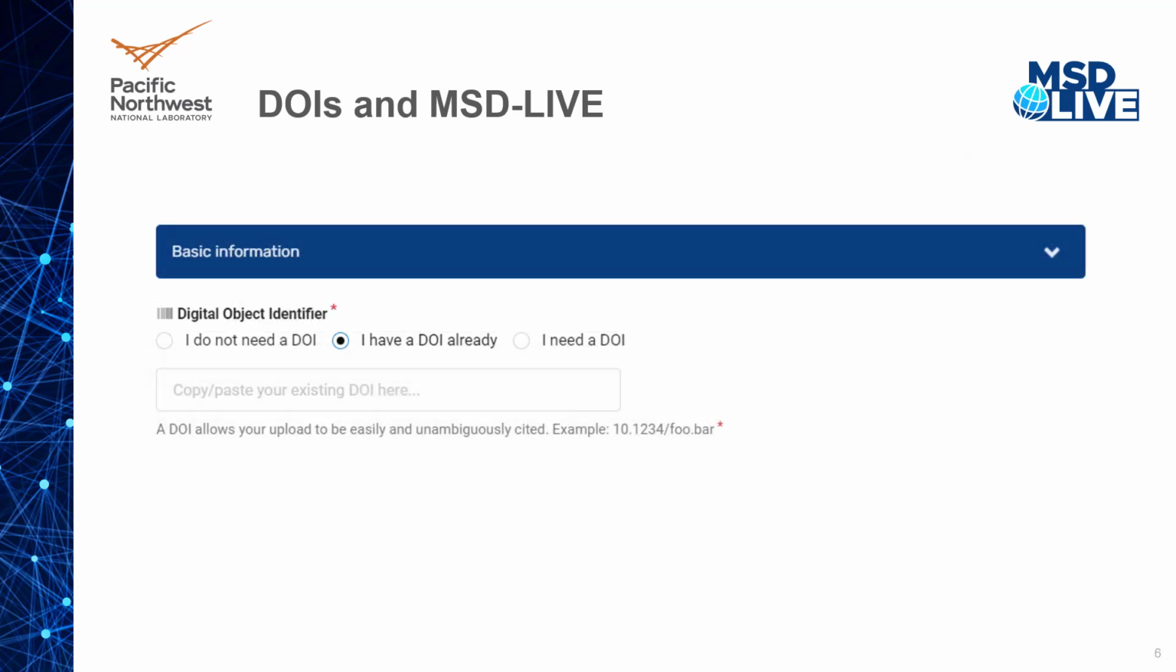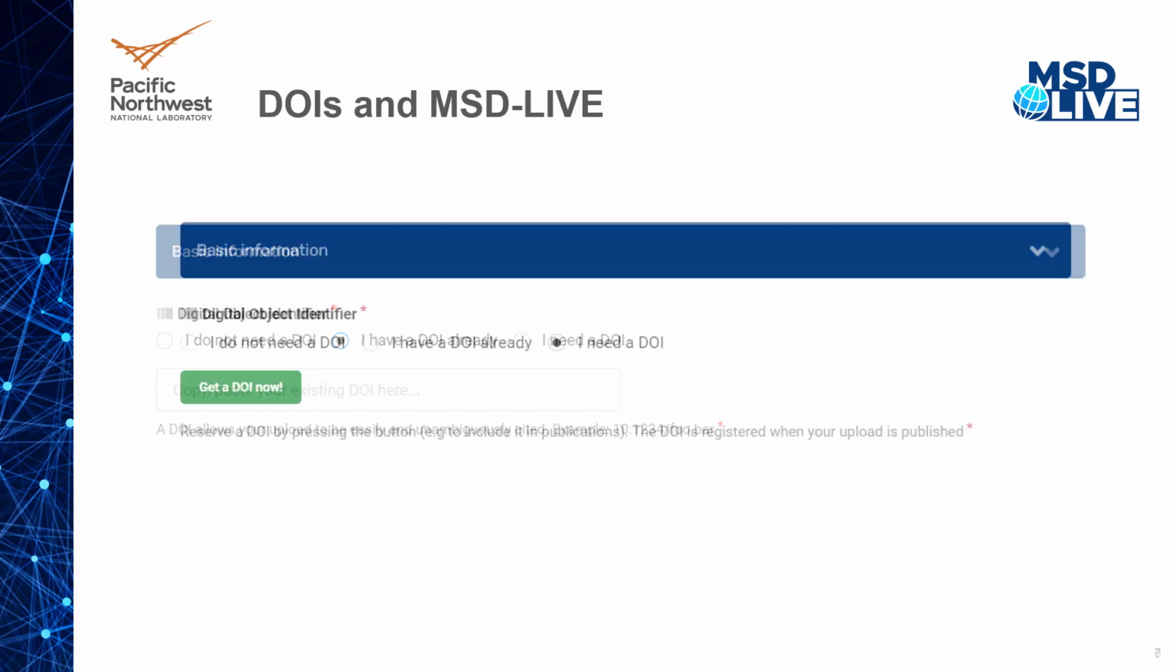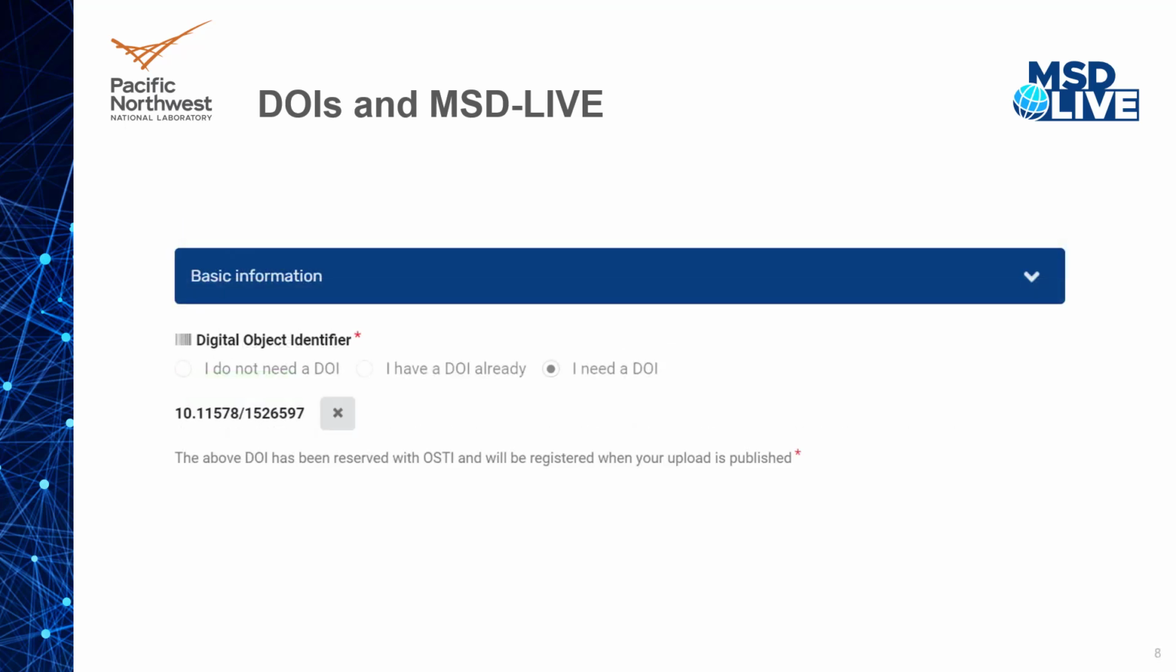If your data already has a DOI from another repository or location, you can select the second option and then paste in your existing DOI. If you need a DOI, select that option. A green button will appear and you should click it to reserve a DOI. The system will then show your reserved DOI. That DOI has been reserved with OSTI and will officially be registered when your upload is published. You can then continue filling out the rest of the form with information for your upload.